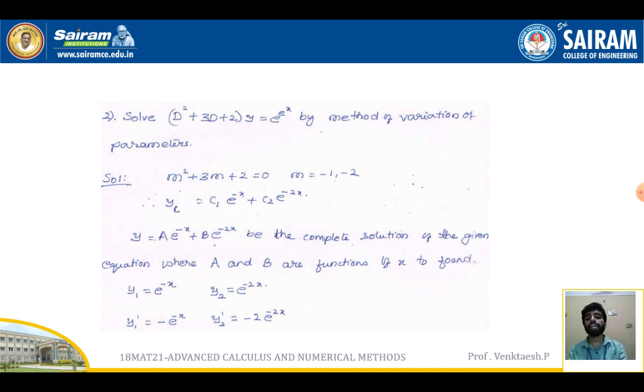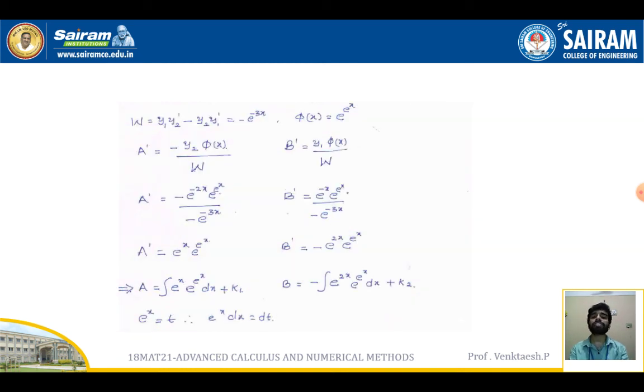So differentiating y1 and y2 with respect to x, I will get y1 dash is minus e power minus x, and y2 dash will be minus 2 e power minus 2x. Upon replacing all these values in the Wronskian W, which is y1 y2 dash minus y2 y1 dash, I'll get the Wronskian as minus e power minus 3x, and the function phi of x is given by e power x.